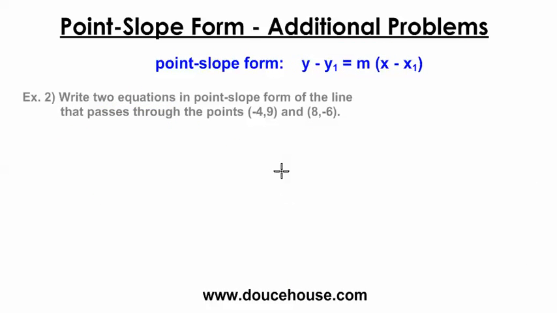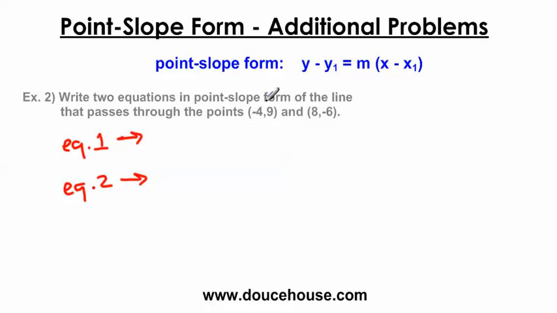Let's do one more here. We have two different points here. It says write two equations in point slope form of the line that pass through the points -4, 9, and 8, -6. I'm going to solve this a little differently here. I'm going to come up with equation 1 right here. I'm going to put equation 2 right here. And so equation 1 and equation 2.